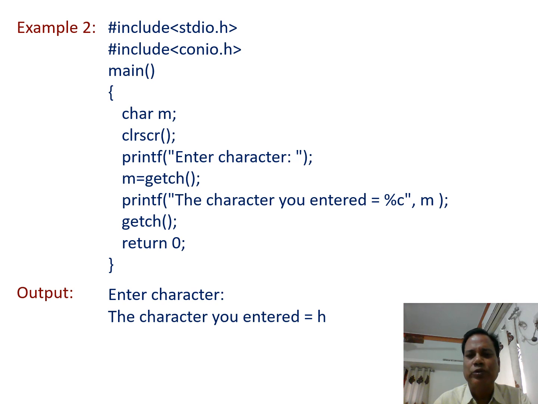So this output shows that the function getch is used, the character is not echoed on the screen, and when it is used to hold the screen, our output screen is held until and unless we press any key. When any key is pressed, control goes to the coding window.